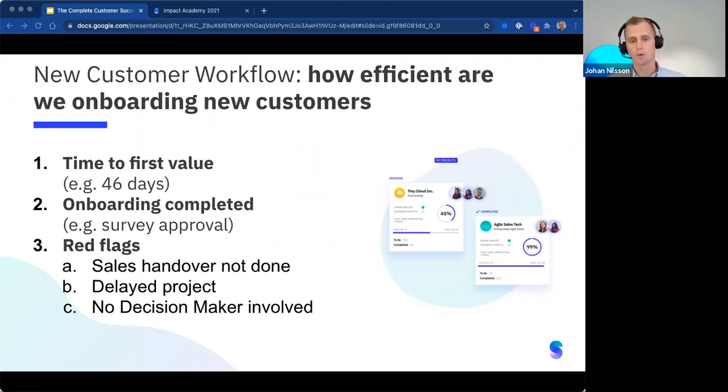And red flags, of course. Are we not doing handovers properly? Are a lot of the onboarding projects delayed? Is the decision maker still not involved in the project? These are red flags that we could also report on.